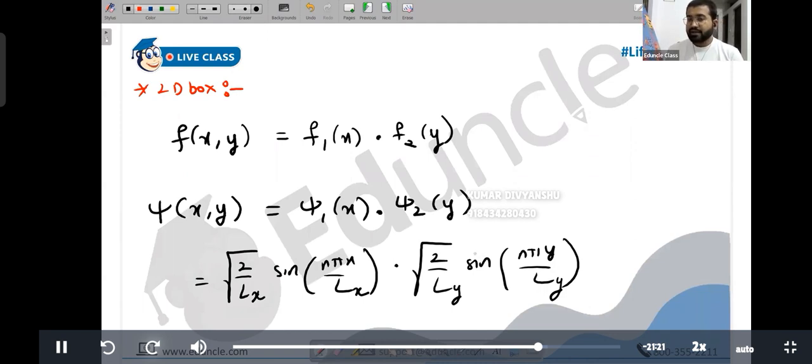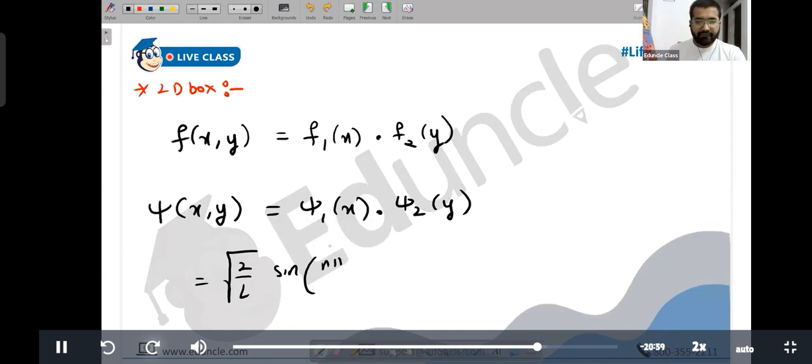Now, also, who told you that the quantum numbers will be equal? Along the x-axis I can have nx is 1, along the y-axis I can have ny is 3. I can have anything. So the point is, even the quantum numbers cannot be the same, not necessarily they will be the same. So we can use nx, ny, people. First let's write the general wave function.